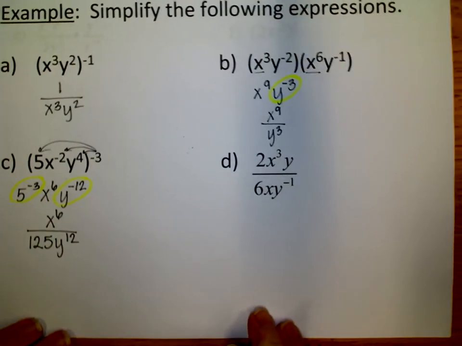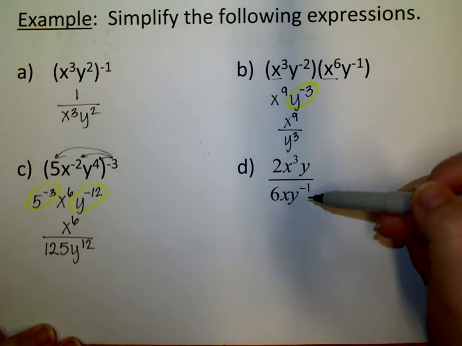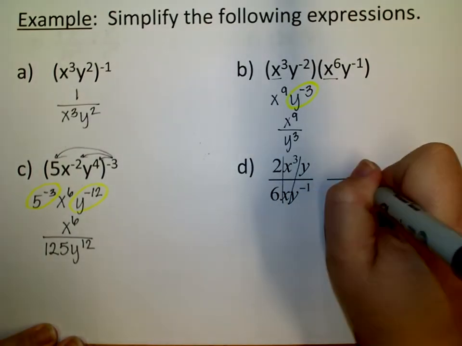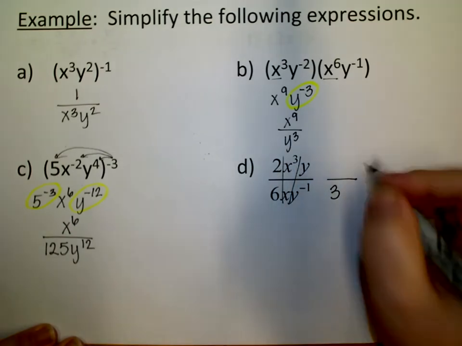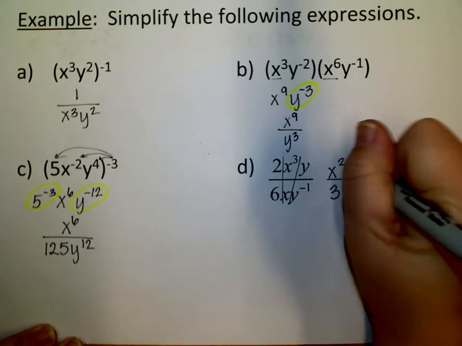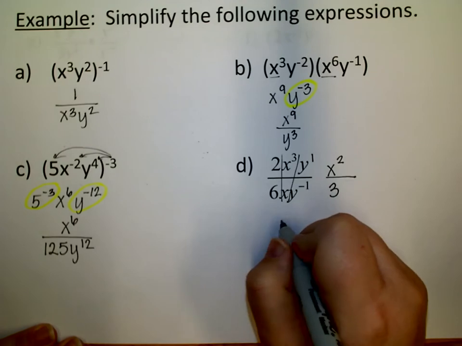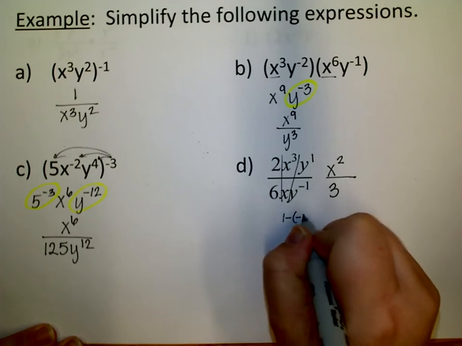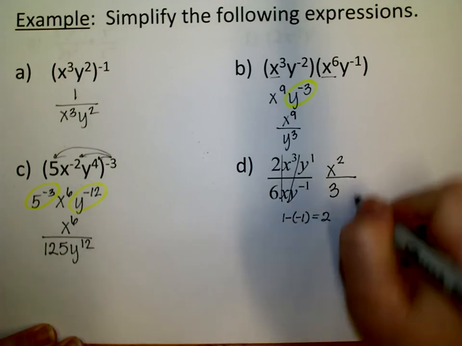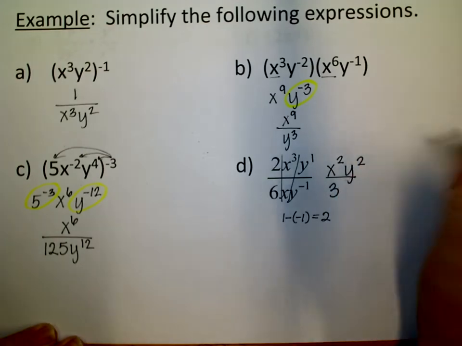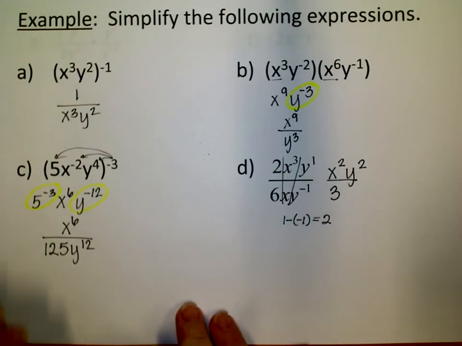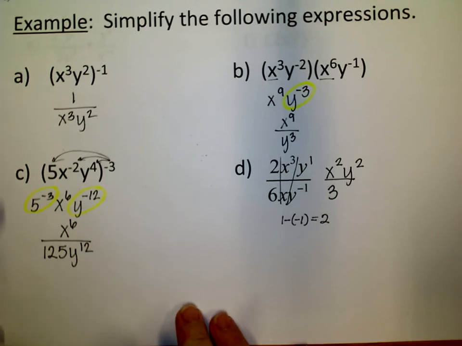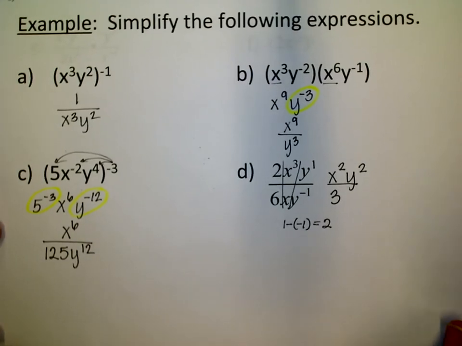Okay. Lastly, with D, again, we have here 2 over 6 reduces to 1 over 3. X to the third divided by x gives me x squared, and this is a y to the first. Remember that 1 minus negative 1 is actually 2, so I'm going to get y to the positive second. And on this one, we didn't end up having to worry about moving anything. So those are negative exponents.